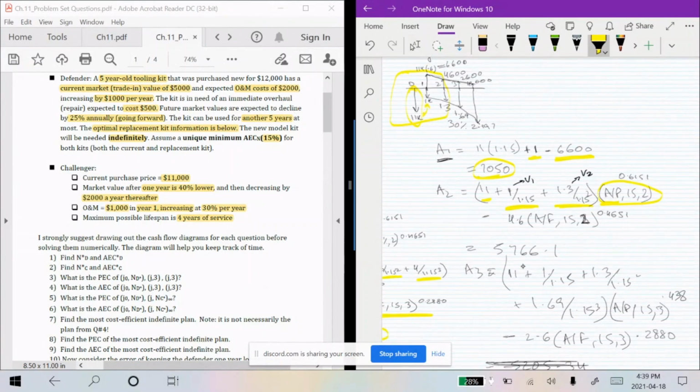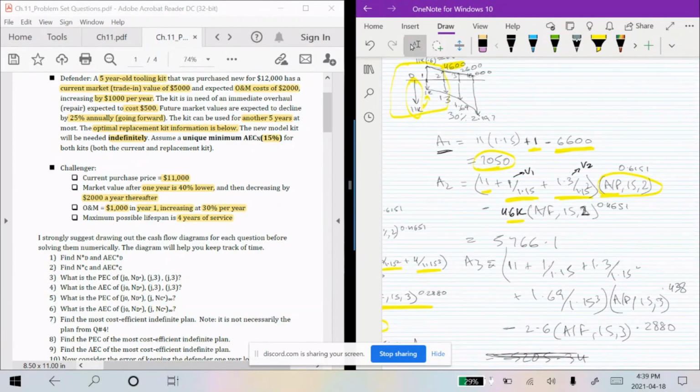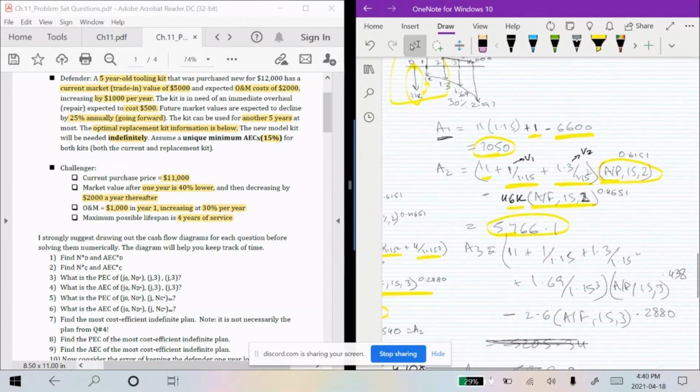Now at the end of the second period, you can see that the salvage value, which decreased from 6,600, became 4,600 now. I wrote that as 4.6 because I'm taking it in K. I'll show you, 4.6K is what I'm doing. Then I'm annualizing this salvage value over 2 periods, and you get 5766.1. Okay.